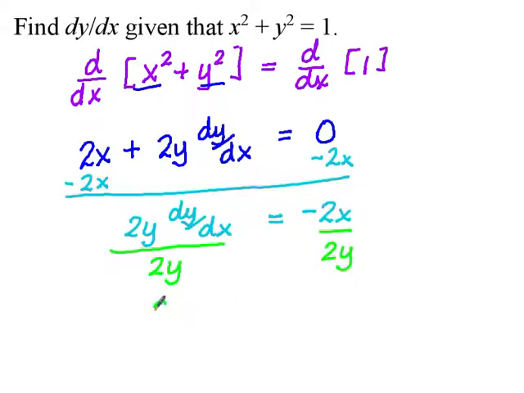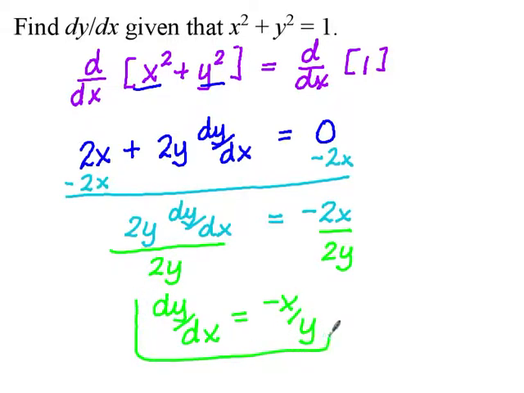So I'm going to divide both sides by 2y. So I know that dy dx equals what? Negative x over y. And there you go. So if I wanted to evaluate this derivative at a specific point, like 1, 3, I could plug both the x and the y in and get my answer. So this is how you find the derivative with two variables.